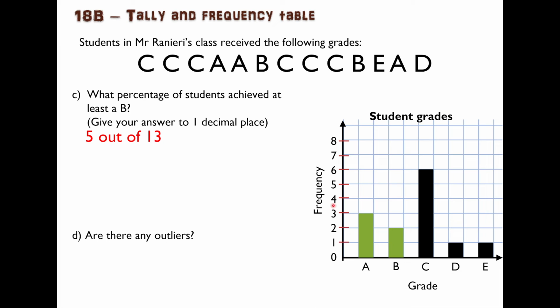If you're wondering how I got 13, it's 3 plus 2 plus 6 plus 1 plus 1. That's my answer as a fraction. I can also write the fraction like this. To get it as a percentage, I write it as a fraction and then multiply by 100, and I put a percent sign at the end. The part that you put into your calculator is this: 5 divided by 13 times 100. This fraction bar means divide. 5 divide 13 times 100.